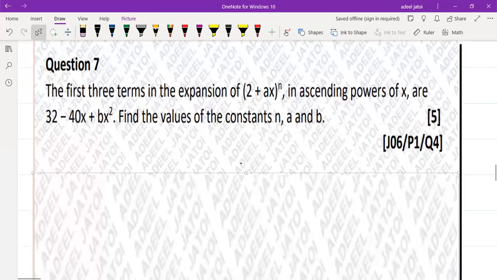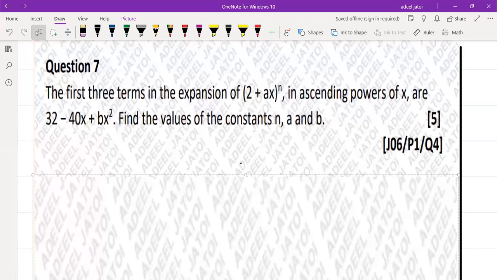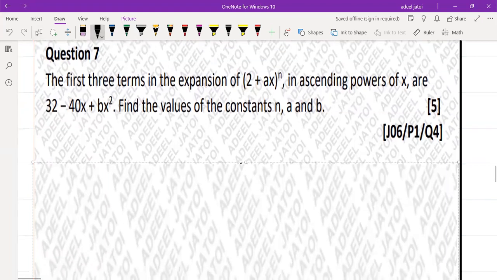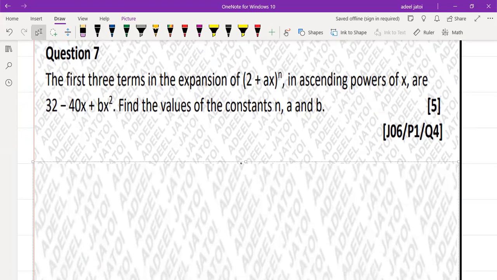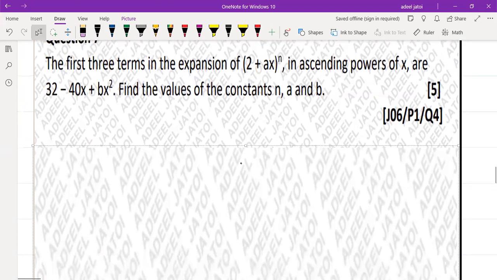This is June 2006, paper 1, question number 4. Question 7 from the book. The first three terms in the expansion of (2 + ax)^n in ascending power of x are 32 - 40x + bx^2.